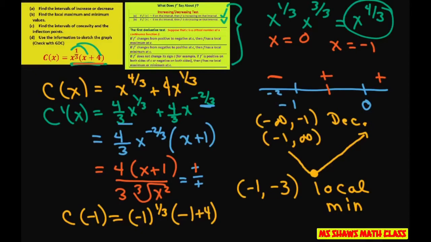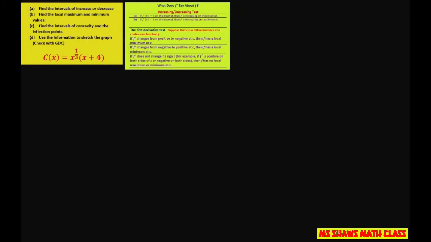So we did part A and B, and now we have to do the concavity test by taking the second derivative. So I'm going to use this here to start to go by my second derivative. So I'm going to copy that down. So our first derivative was c prime of x is 4/3 x to the 1/3 plus 4/3 x to the negative 2/3.